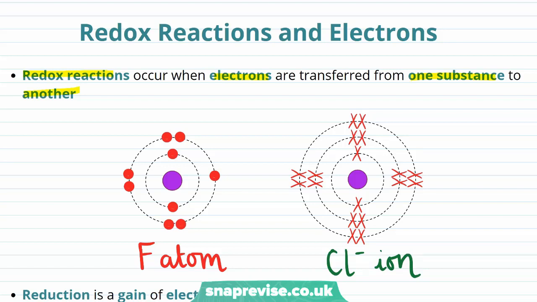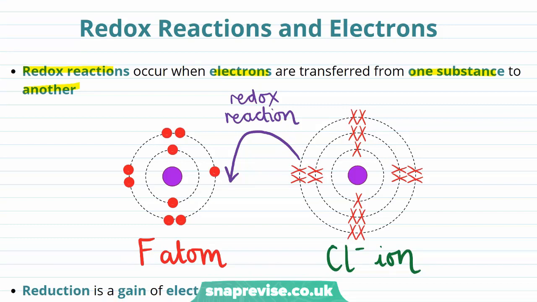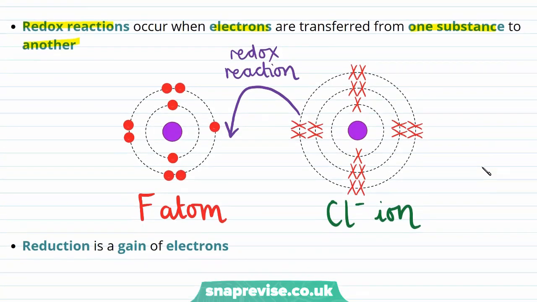If one electron is transferred from this chloride ion over to this fluorine atom, we would describe this as a redox reaction, leading to the formation of the F- fluoride ion and the chlorine atom. The name redox comes from the fact that redox reactions involve two processes happening simultaneously. These are reduction and oxidation, giving us the combined name redox.